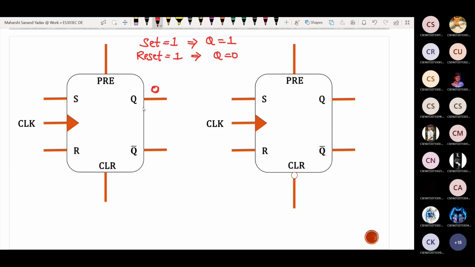Clear should be 1. Correct. As there is no bubble, in order to turn on clear, apply 1, so that you will get output as 0. So by this, 4 conditions you can expect.